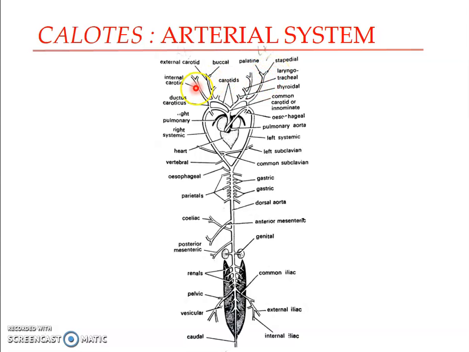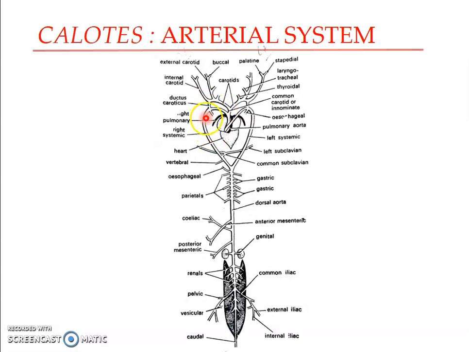Fine. So this is about the carotids. It supplies the head region, the neck region, and the brain part, etc. Okay. Now the internal carotid of each side communicates with the systemic trunk of that side through the ductus caroticus. Okay. Now we can see the systemic, right?